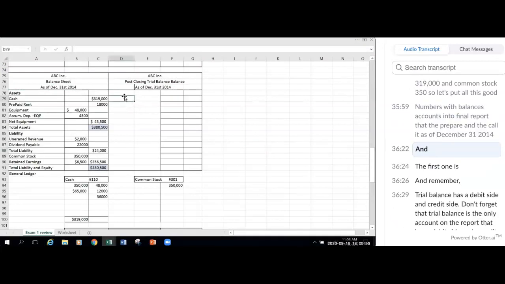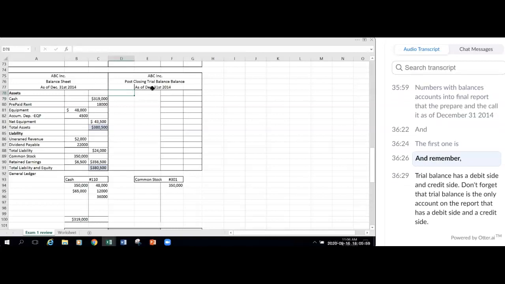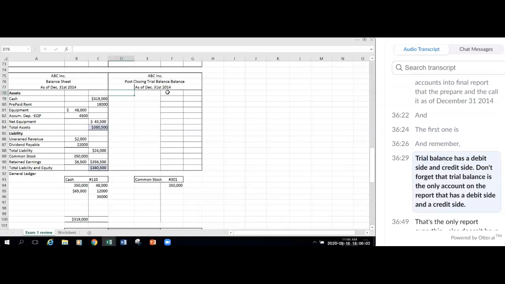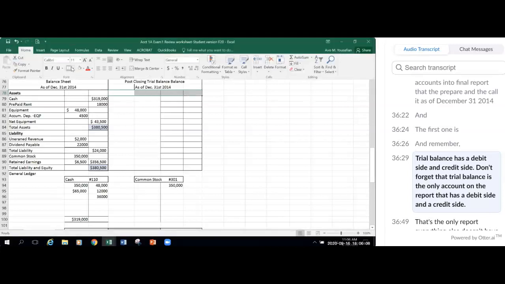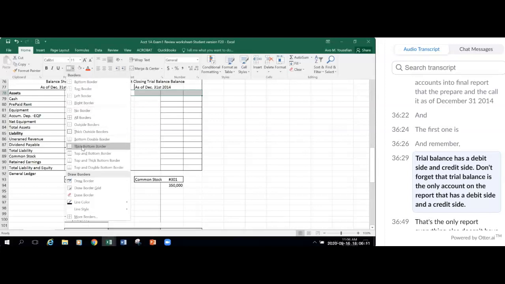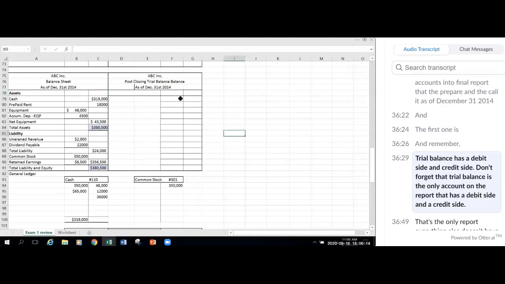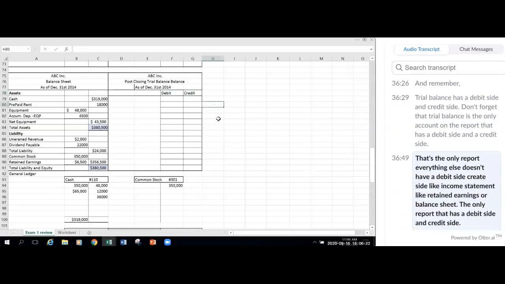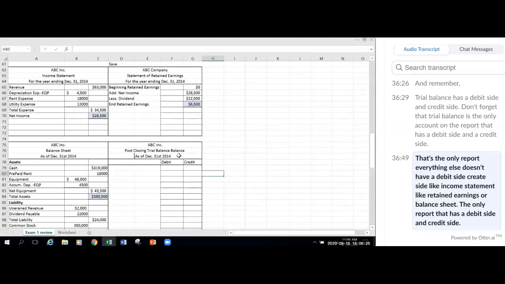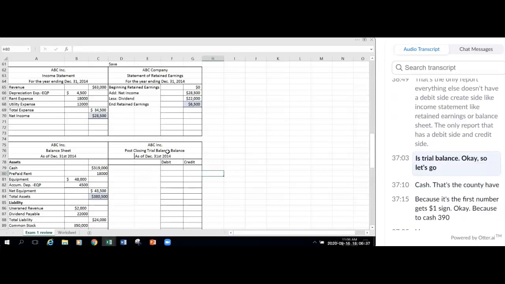And the first one is, and remember, trial balance has a debit side and credit side. Don't forget that. Trial balance is the only report that has a debit side and a credit side. Everything else doesn't have a debit side, credit side, like income statement, like retained earning or balance sheet. The only report that has a debit side and credit side is trial balance.